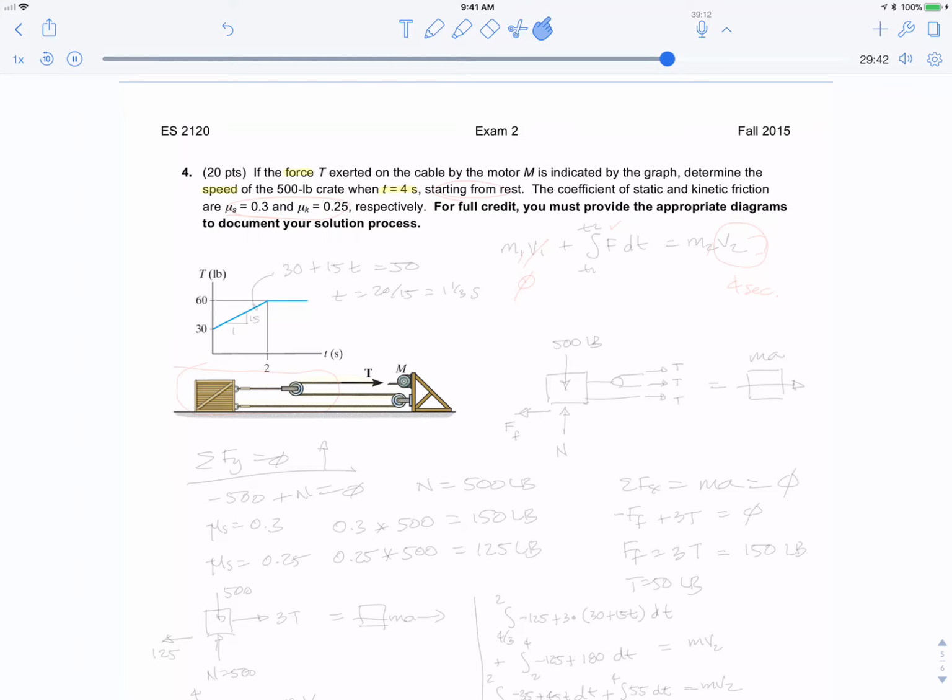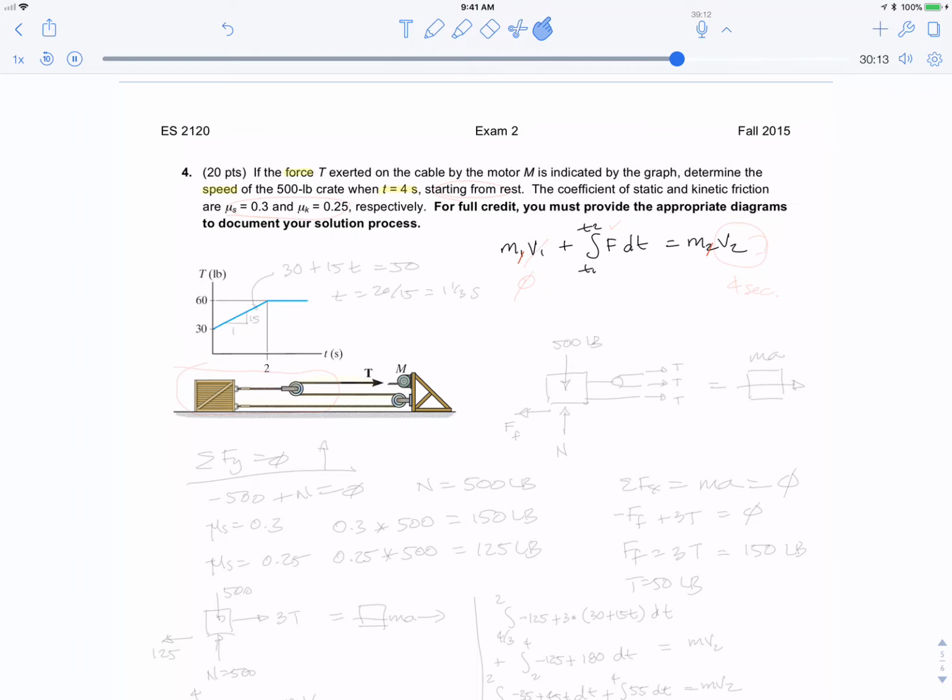So the momentum impulse problem is m1 v1 plus the integral of F dt from t1 to t2 will equal m2 v2. And in this case, the mass is not changing, so the mass is constant. So we don't have to keep track of mass 1 and mass 2. If you have a propulsion problem, the mass is decreasing and you need to keep track of it.